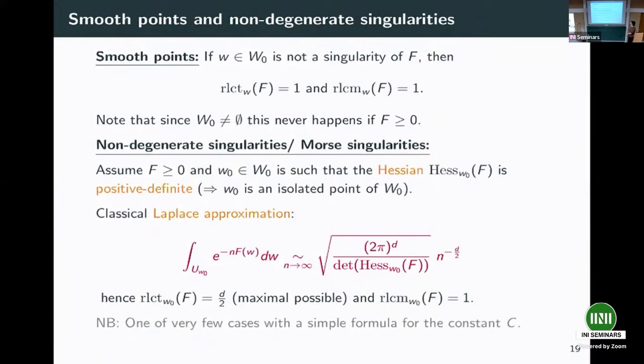Okay, but let's see some very simple cases. If you have a smooth point, a point which is not a singularity, then this real log-canonical threshold is one, and the multiplicity is one. But this actually never happens for a non-negative function.